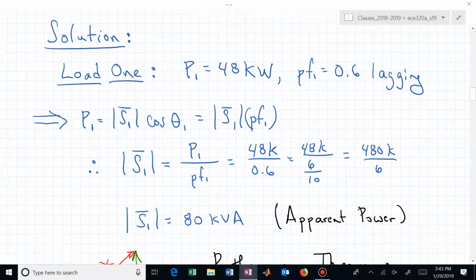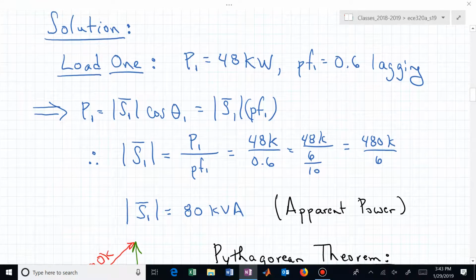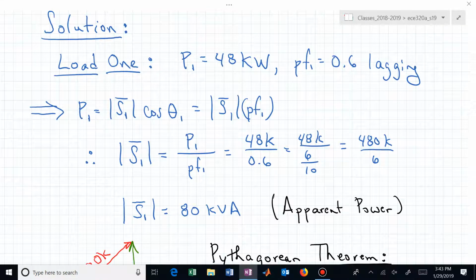So here's the solution. For load 1, and I'm going to quickly scroll through this because you can do this after the fact. We had the real component of 48 kilowatts and a power factor of 0.6, and you can work these many different ways. One way is not necessarily better than another. It's really whichever way comes to mind quicker.